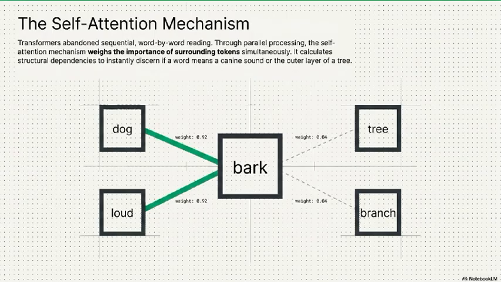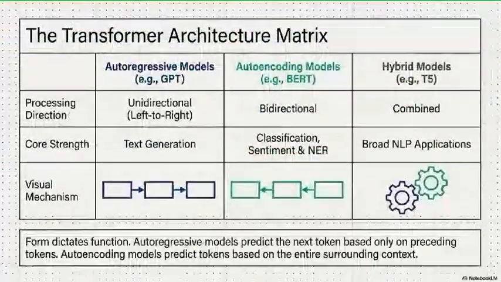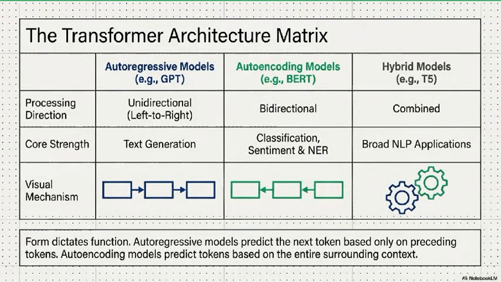Which brings us to the massive breakthrough, the architecture that basically birthed modern generative AI. The transformer. And specifically, a mechanism inside it called self-attention. This is where sequential reading just goes completely out the window, right? Yes, entirely. Transformers use parallel processing. Okay, unpack that. Instead of reading word by word, the self-attention mechanism looks at every single word in your prompt simultaneously. All at once. All at once. It weighs the importance of surrounding tokens all at once, instantly calculating the structural dependencies between them.